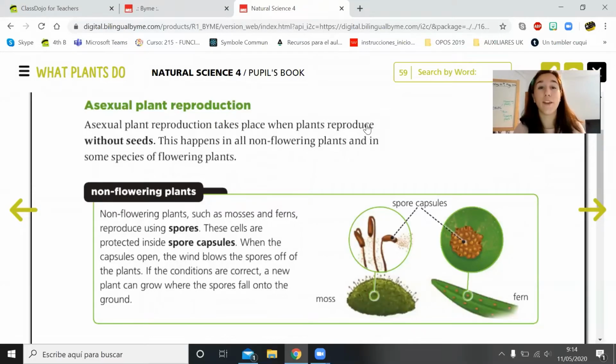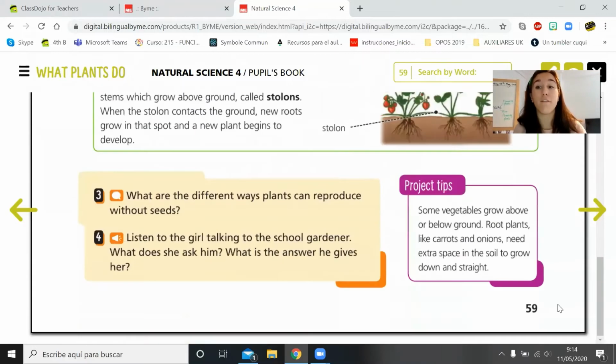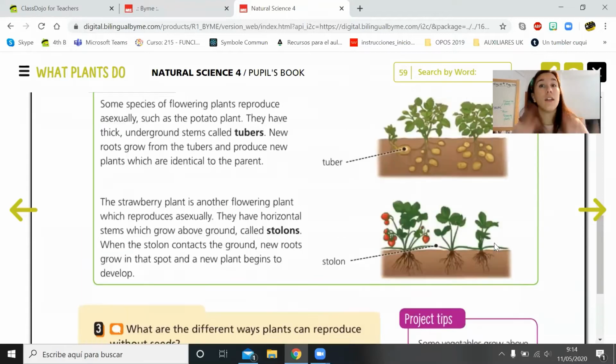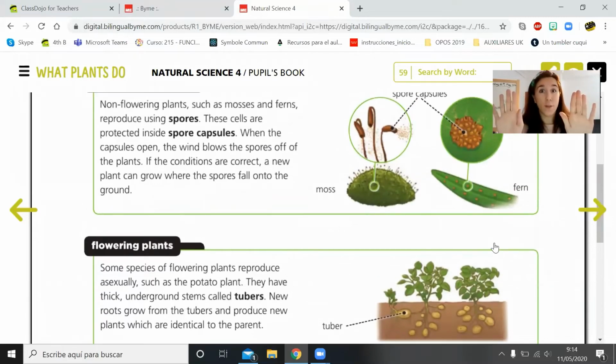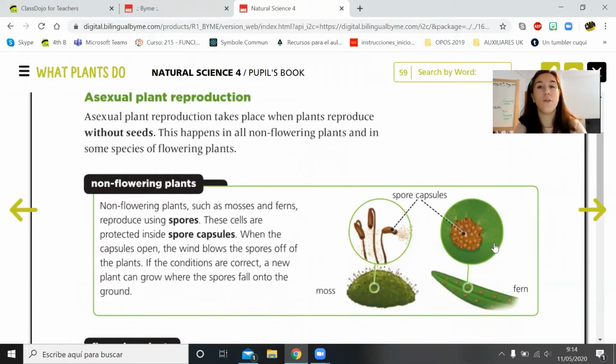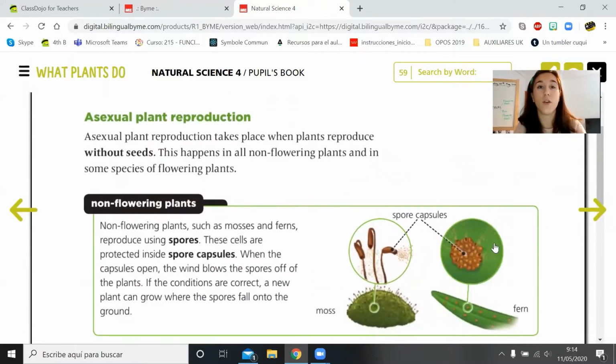Okay, so here we are in your book. We are on page 59 of your book of natural science. Take your book, pause the video, and follow the explanation. As I told you, we are going to deal with asexual plant reproduction.